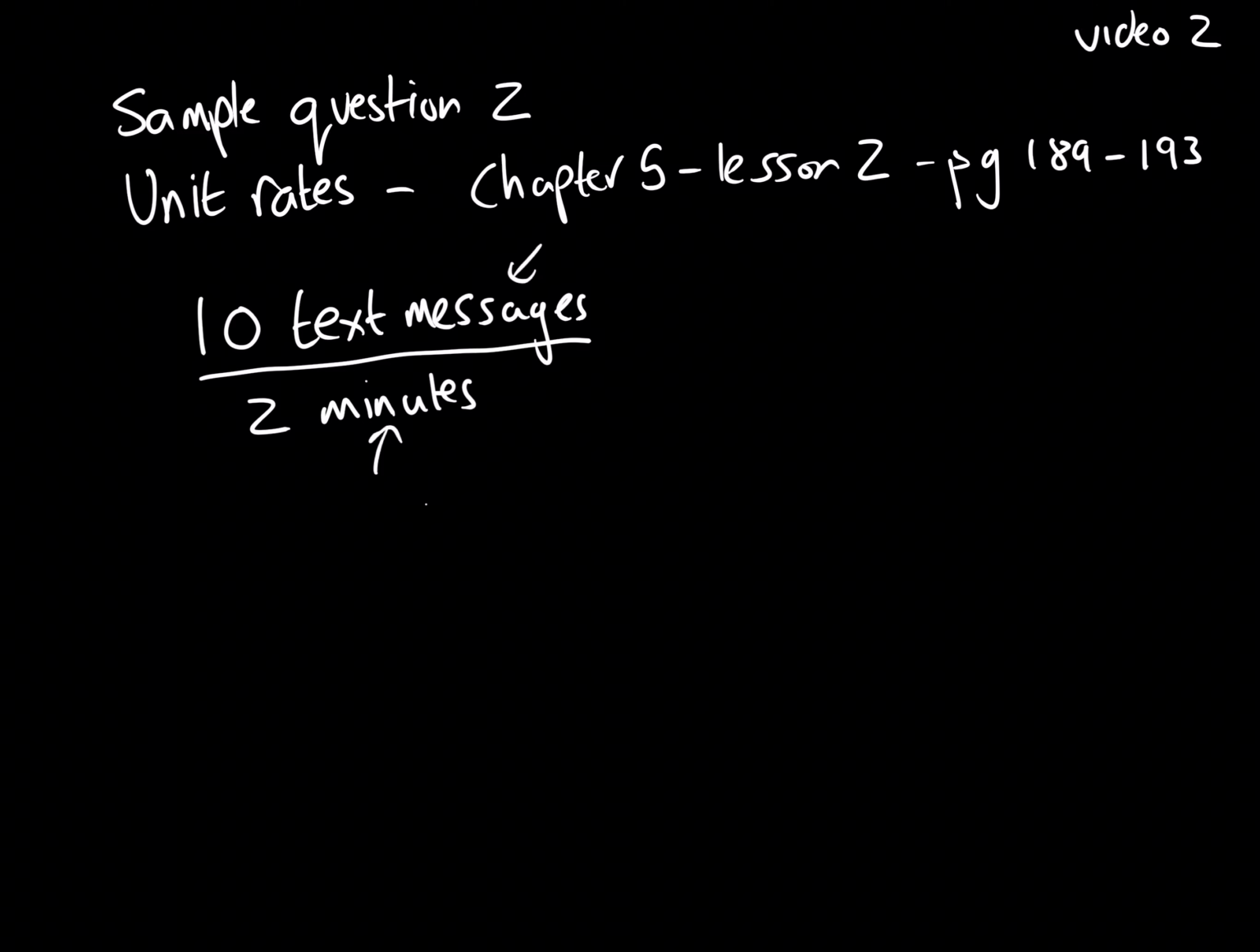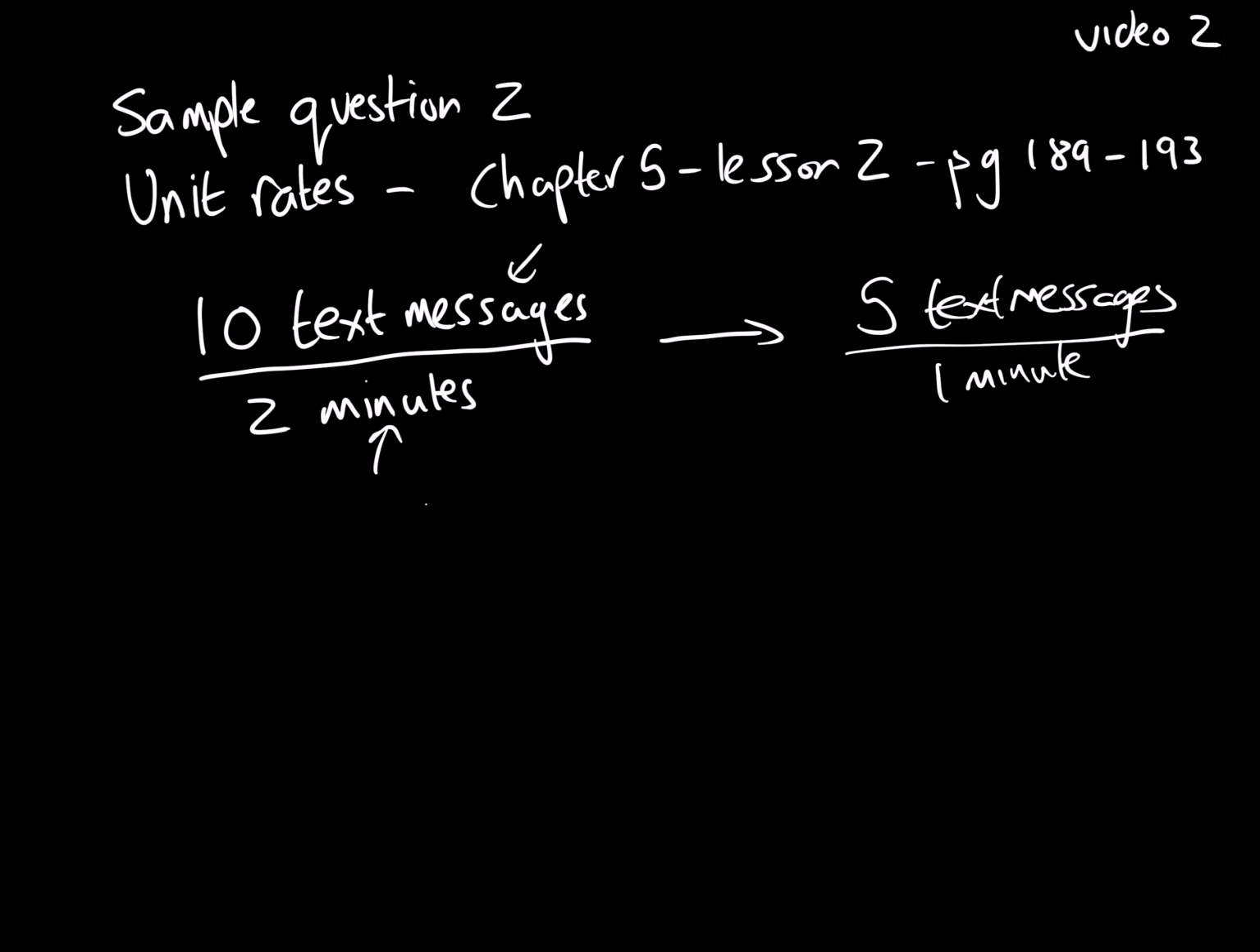If we simplify this ratio, we can have 5 text messages in 1 minute. When we have the denominator as 1, we can call this a unit rate. So every minute, the person sends 5 text messages. It gives you an idea of how quickly a person can do something or what happens.